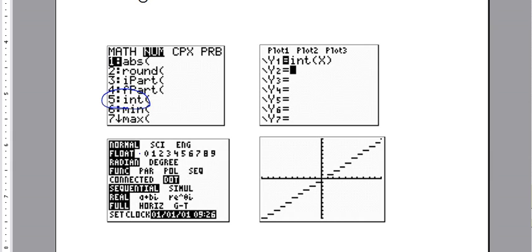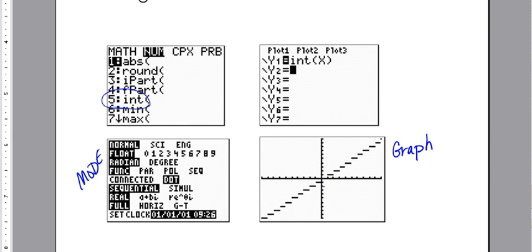Now the default is that the graph is in connected mode, but you want to turn it to dot mode. Otherwise you don't get those constant functions or those step pieces. You get something that looks like it's all connected. So go to mode and arrow down to connected and highlight dot and press enter. And then when you graph, you should see this step function.